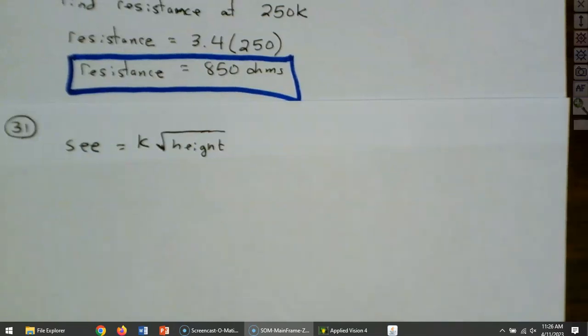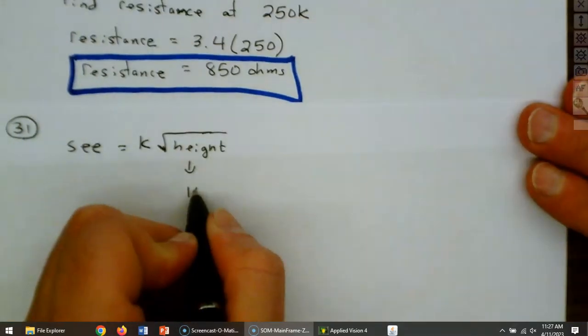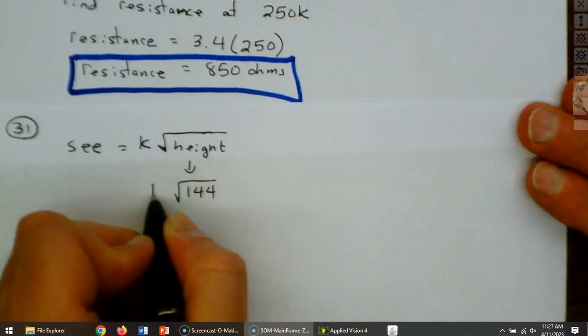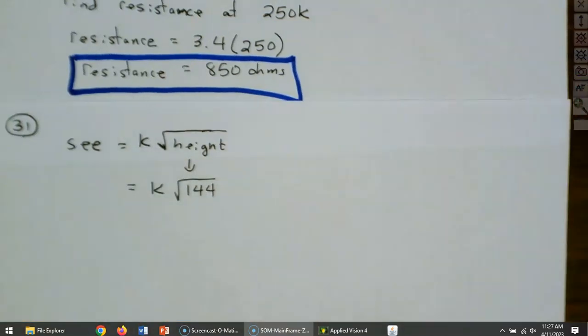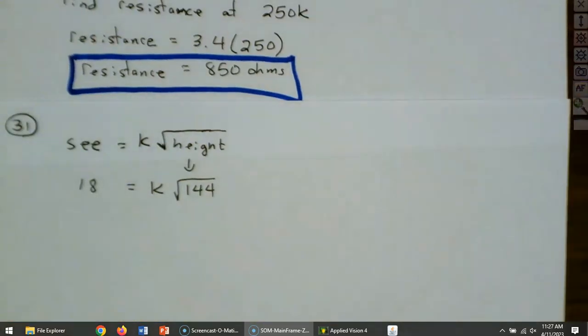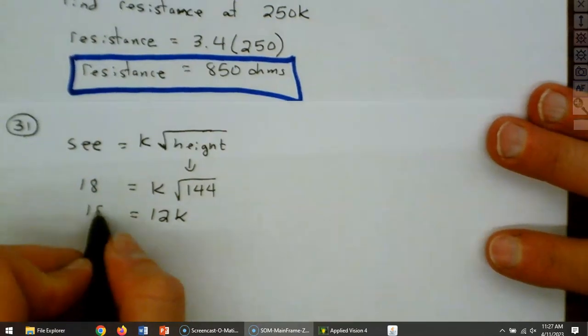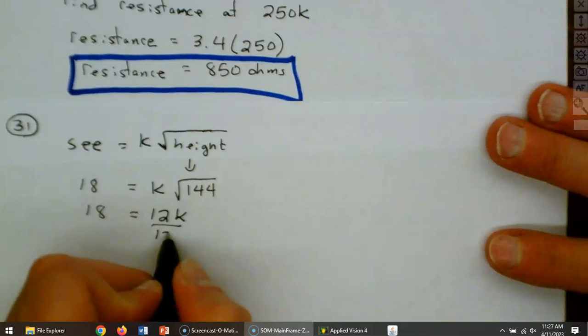Now, what do we know? We need to find our K. So what do we have? A person is 144 meters above the Earth's surface. So that's your height. And when that person is 144 meters above the Earth's surface, they can see 18 kilometers. So we plug our values in. Now, 144 is a perfect square of 12. So that gives you 12K equals 18. We'll divide by our 12.